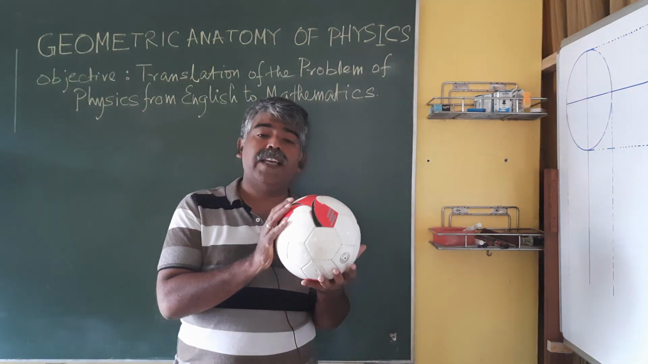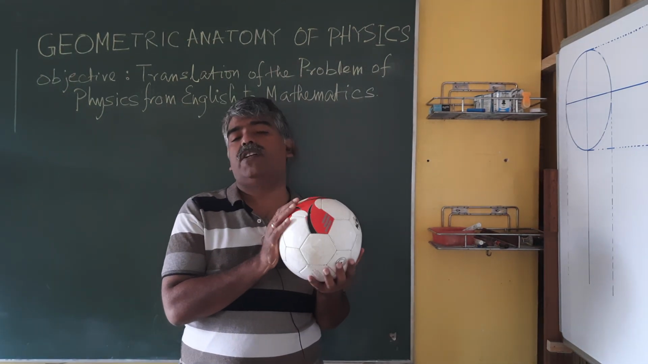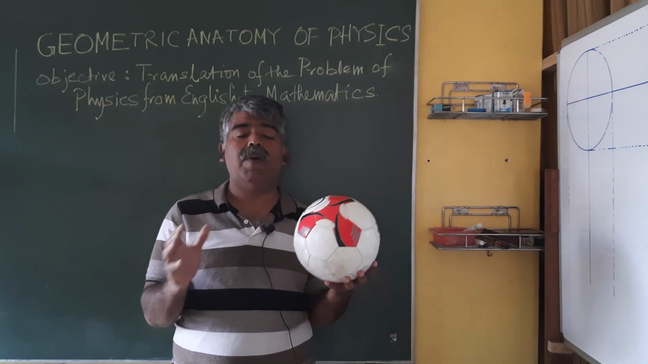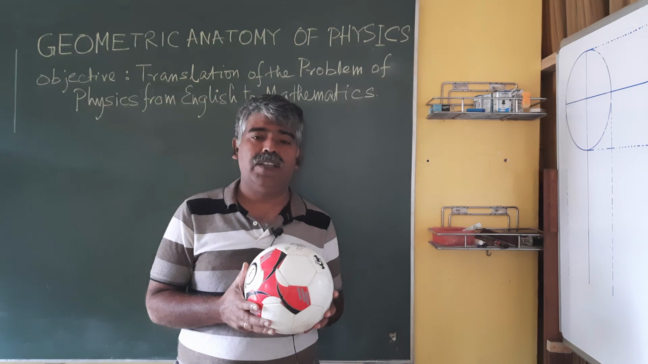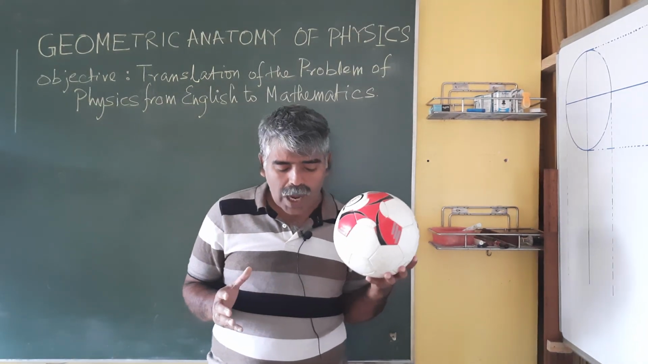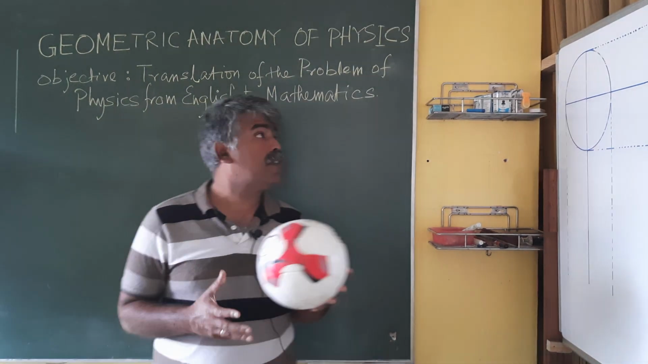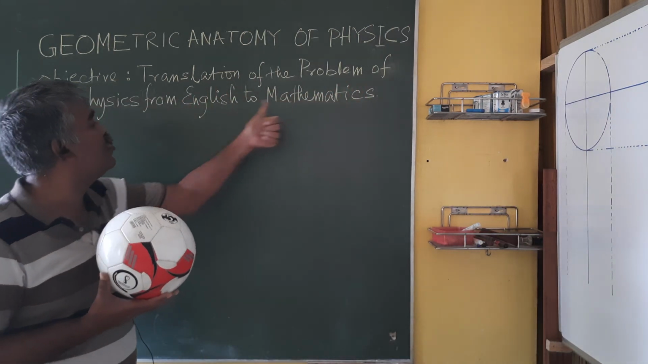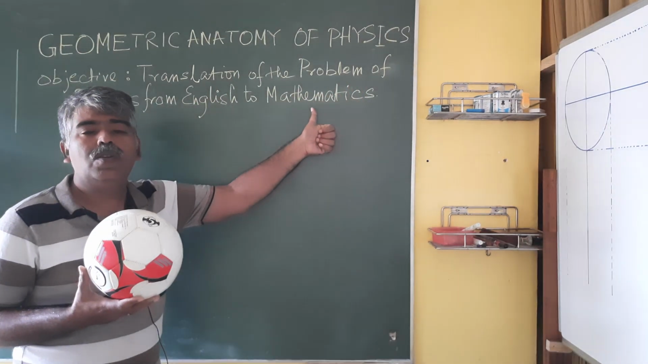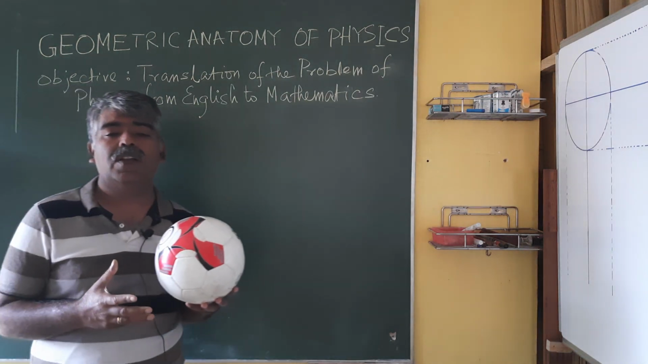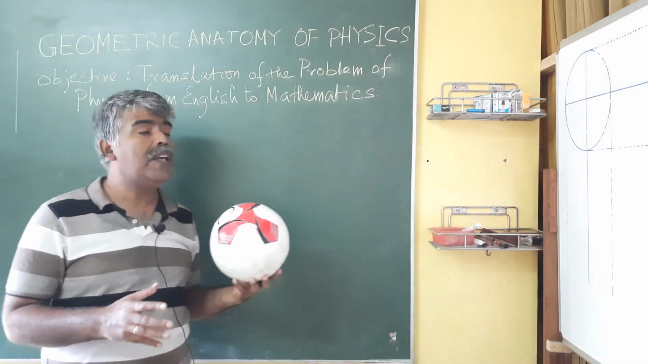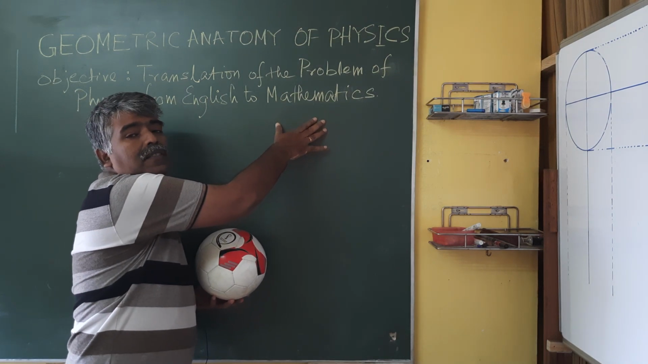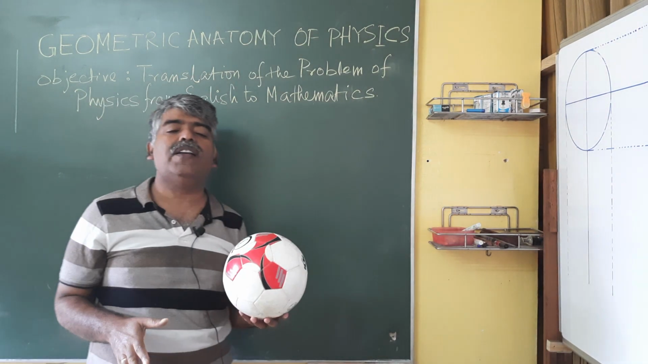So physics explains how nature works and not why. You can have a different law, but if it meets the experiment, it's fine. So our problem is this translation from English to mathematics. So why can't we translate? The reason is we cannot see the mathematics.